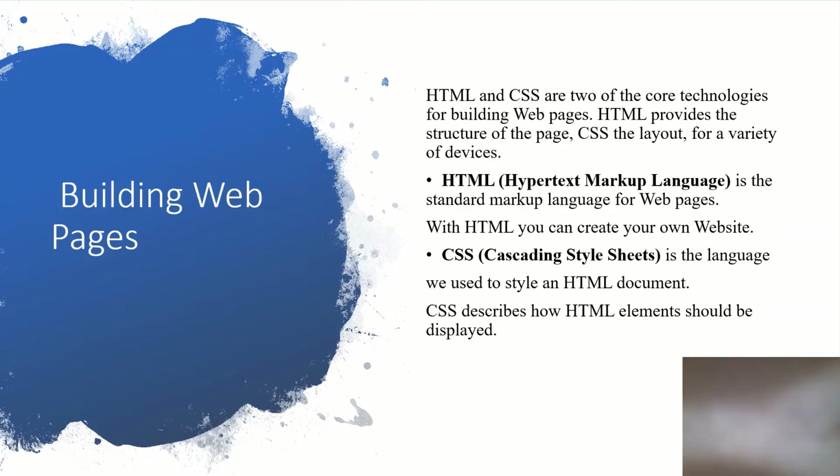For building a web page or web pages, we need two technologies. First, HTML, which stands for Hypertext Markup Language. Did you see? And second is CSS, Cascading Style Sheet. What is that?